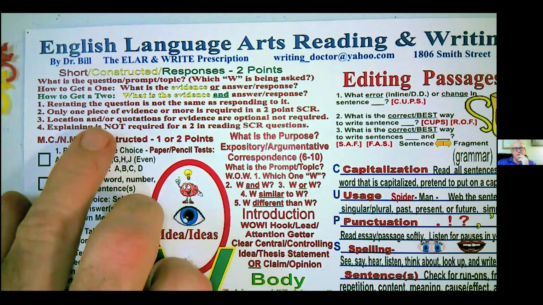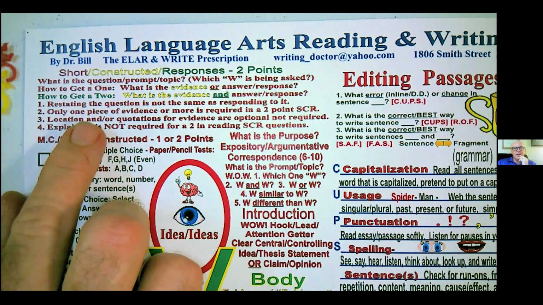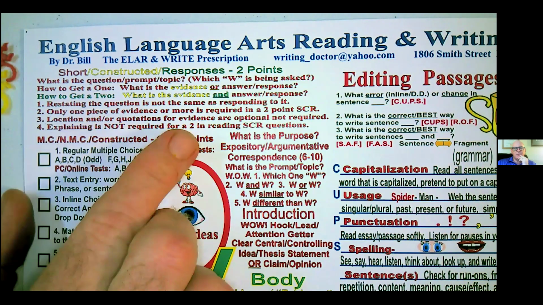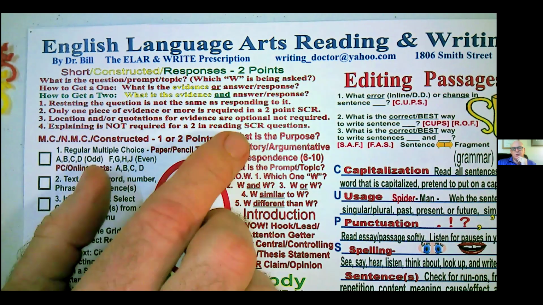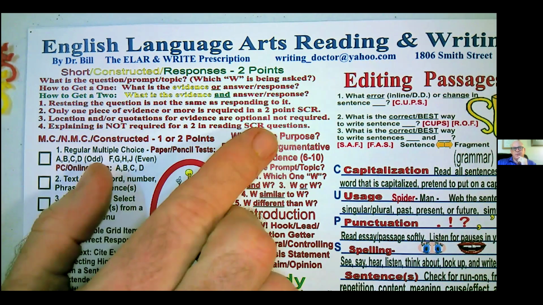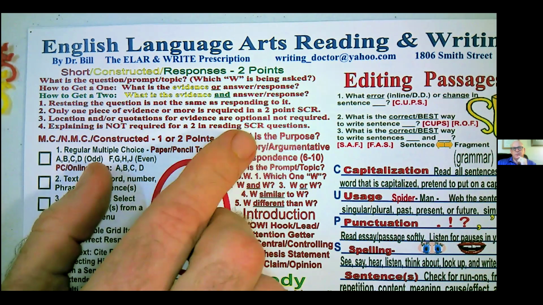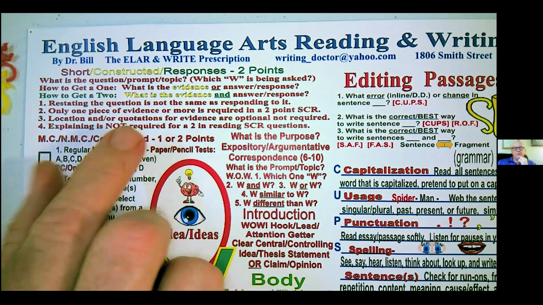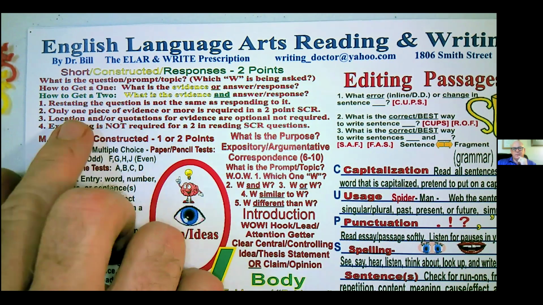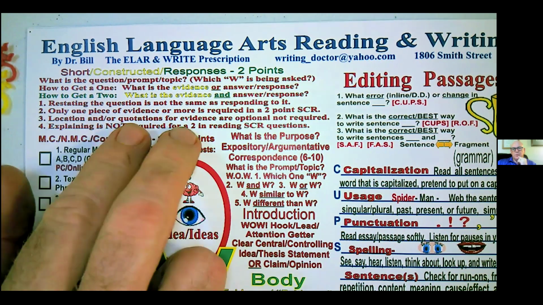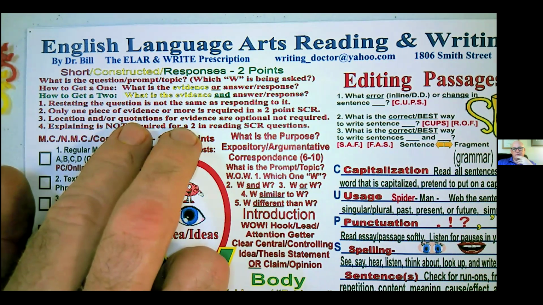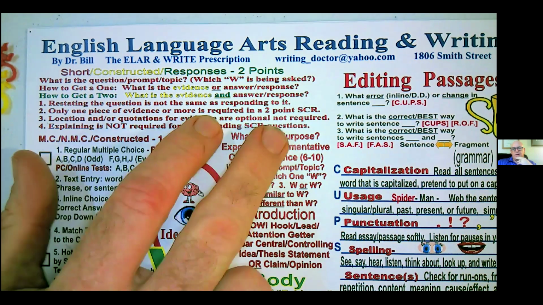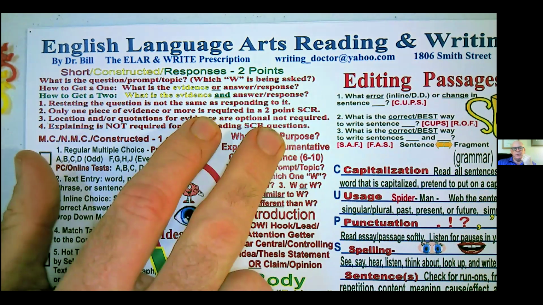Another thing, number 3, the location and or quotations for the evidence are optional, but not required. In other words, your students can do it. Your students can give the location of the evidence and they can place it in quotations, also known as citing the evidence, but they don't have to in order to get the points.